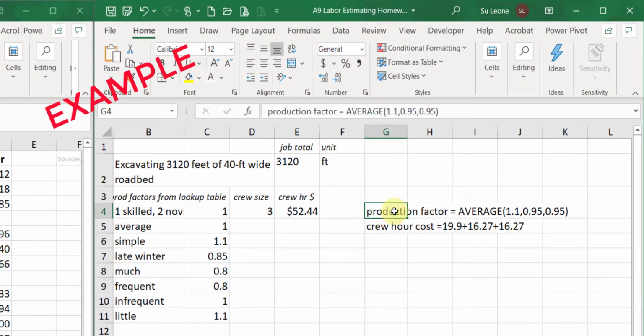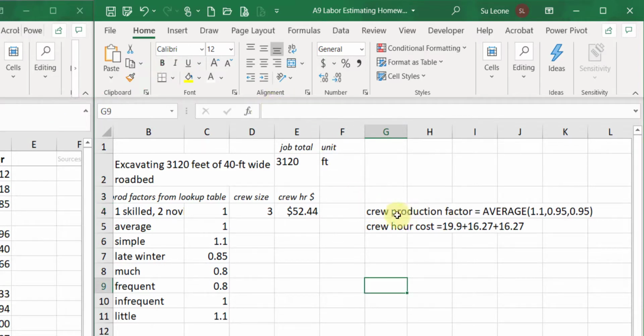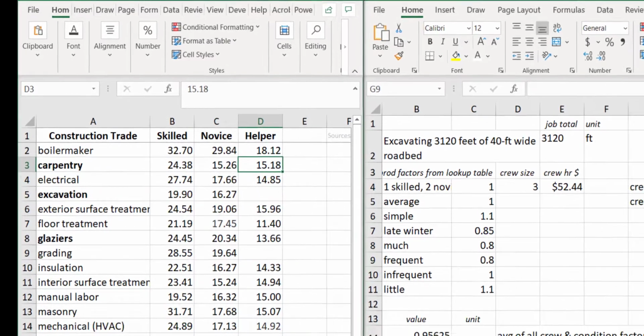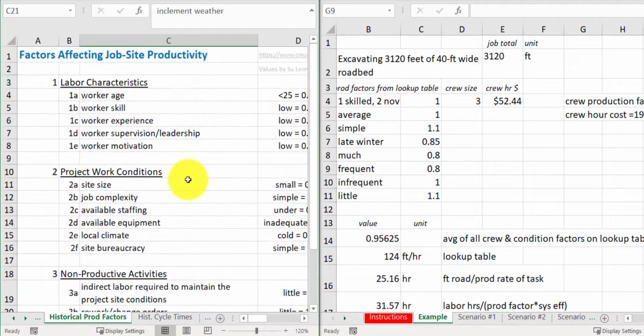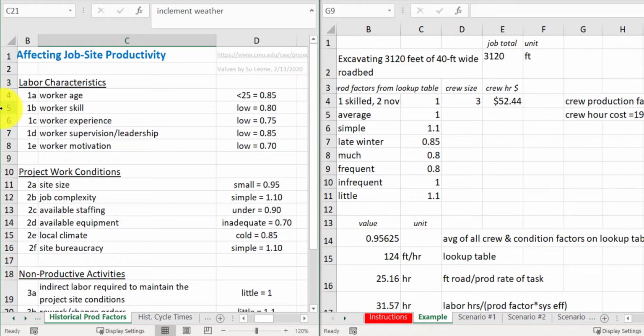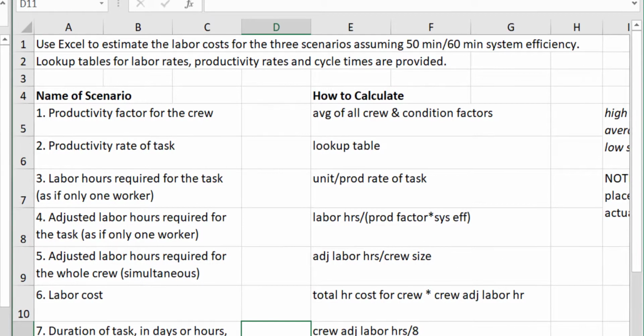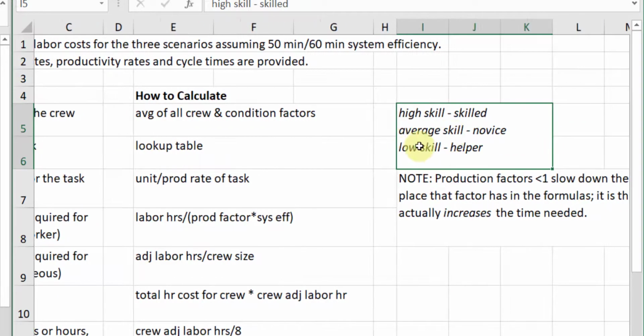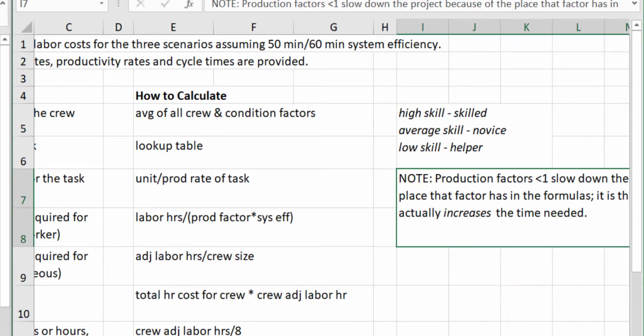I have the production factor for the crew. The crew production factor is the average of all of these. So let's look here on the lookup table. Production factors, it's right there on its own tab. So worker skill, and the instructions, it said high skill means skilled, average skill means novice, low skill is a helper. And then I did a little bit of explanation.